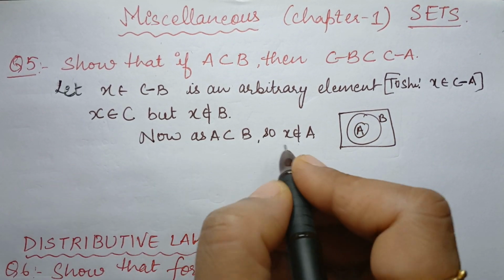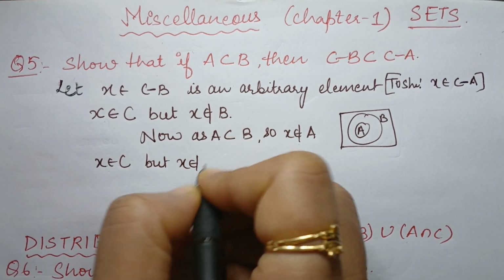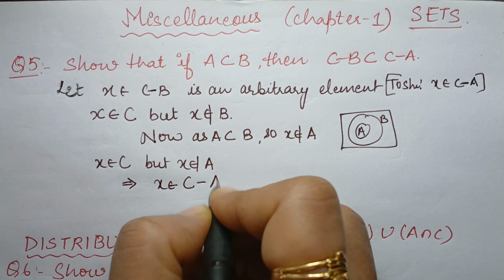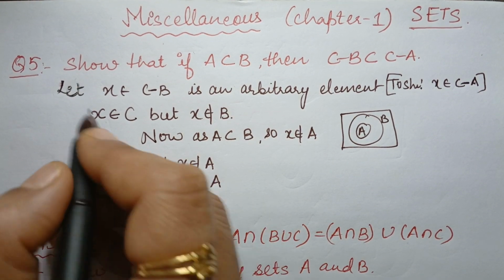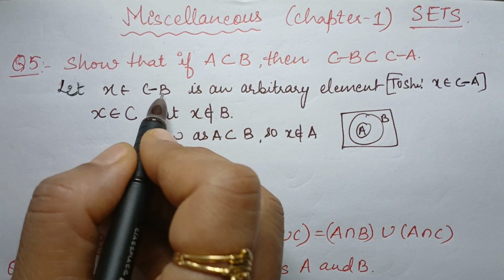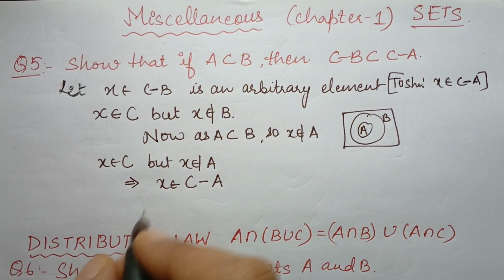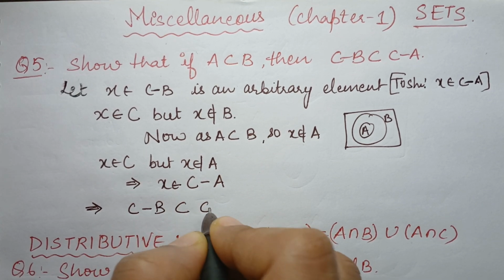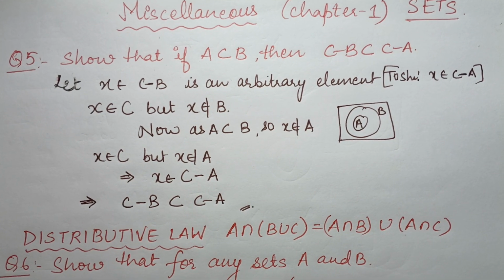Now, X belongs to C, but X doesn't belong to A. So what does it mean? This implies X belongs to C minus A. We started with X belongs to C minus B, and we have come to X belongs to C minus A. So what does it mean? C minus B is a subset of C minus A. Hence, proved.